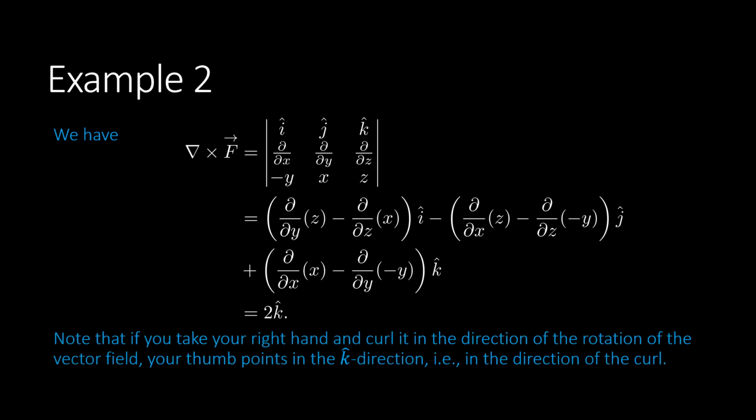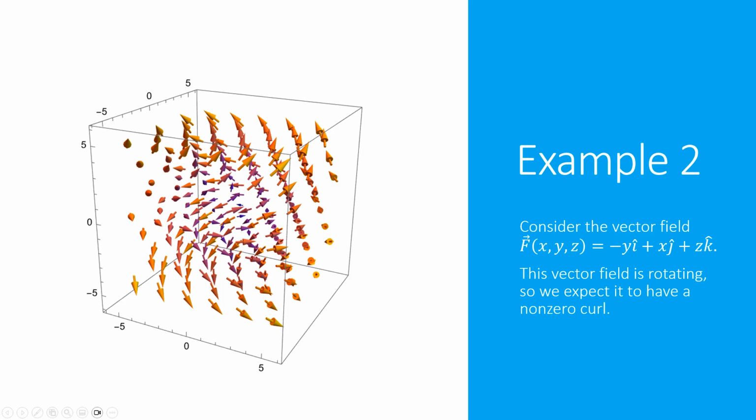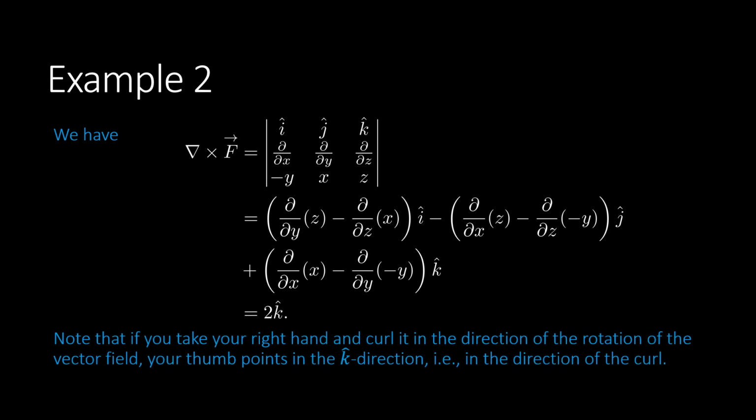And one thing you can notice here is that if you were to take your right hand and curl it in the direction of the rotation, your thumb would point in the direction of k. So let's go back and look at that vector field again. Notice the vector field is going around in this direction. So if you curled your fingers in that direction, your thumb would point in the direction k. And so that matches up with what the curl is. So you can kind of see the curl is not only telling you whether there is or is not rotation, it's also telling you the direction of the rotation.